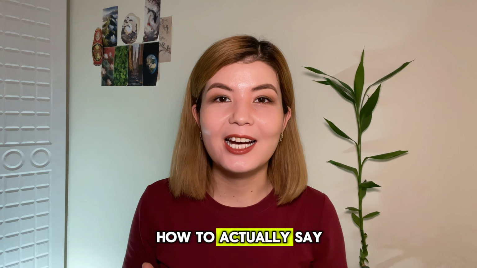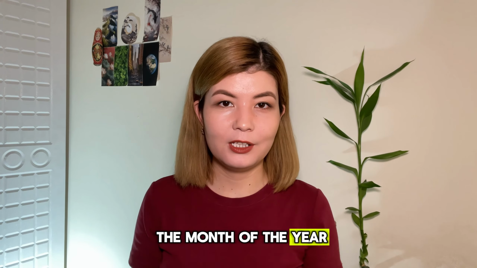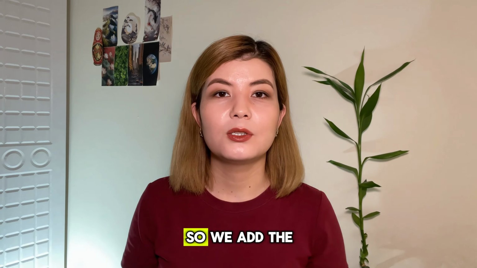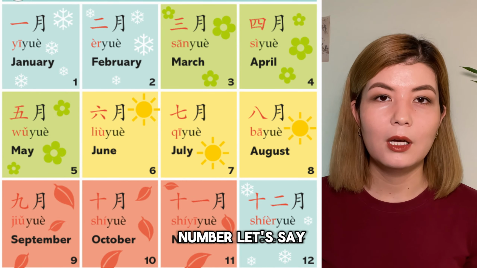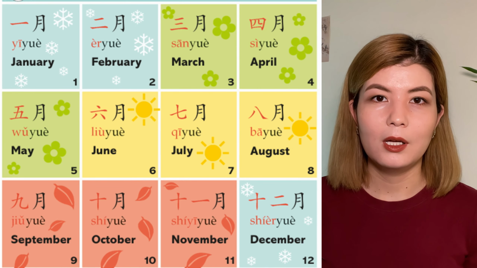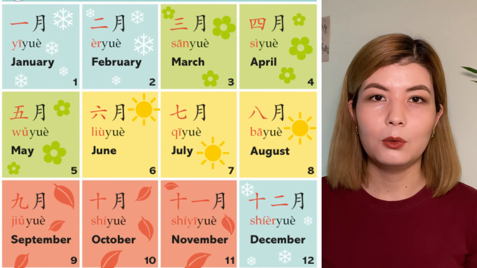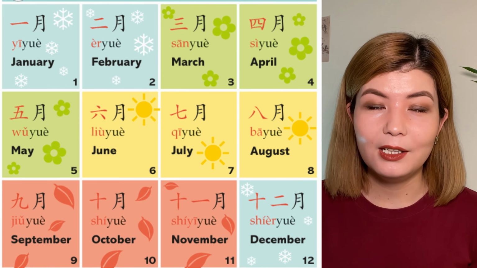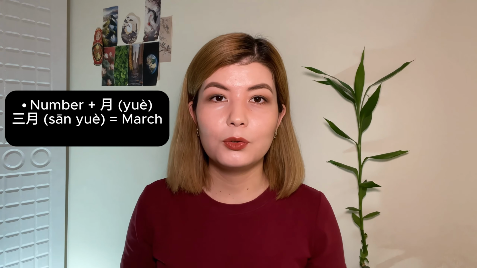Now we will learn how to say the months of the year in Chinese. It's also related to the numbers. First, you would go for 月. 月 is the fourth tone, and that means month. And in front of 月 we add the number, let's say 一月, 二月, 三月, 四月, 五月, 六月, 七月, 八月, 九月, 十月, 十一月, 十二月. So you go from 1 to 12 and you add the 月.